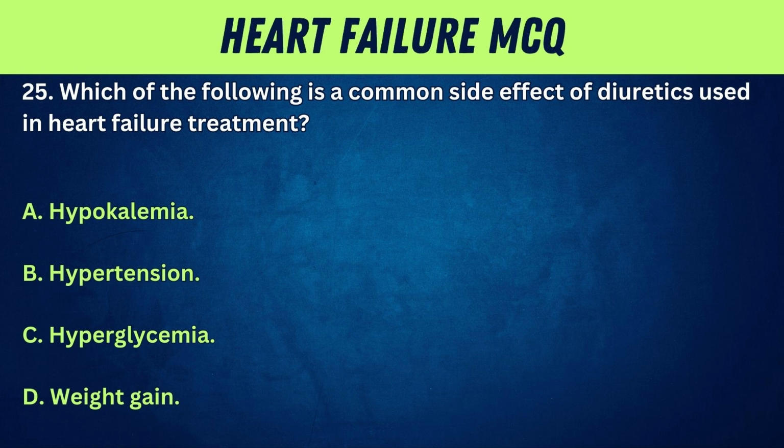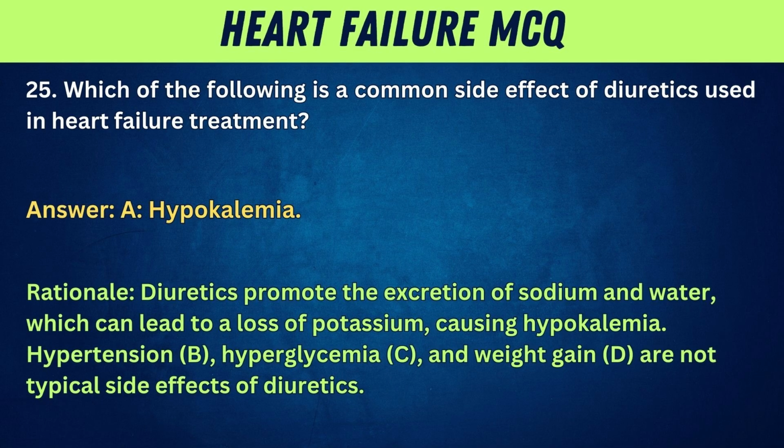25. Which of the following is a common side effect of diuretics used in heart failure treatment? A. Hypokalemia. B. Hypertension. C. Hyperglycemia. D. Weight gain. Answer: A. Hypokalemia. Rationale: diuretics promote the excretion of sodium and water, which can lead to a loss of potassium, causing hypokalemia. Hypertension (B), hyperglycemia (C), and weight gain (D) are not typical side effects of diuretics.